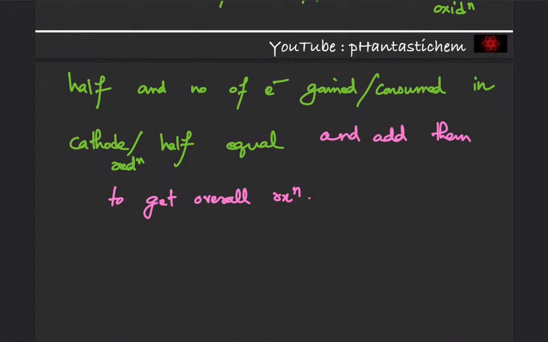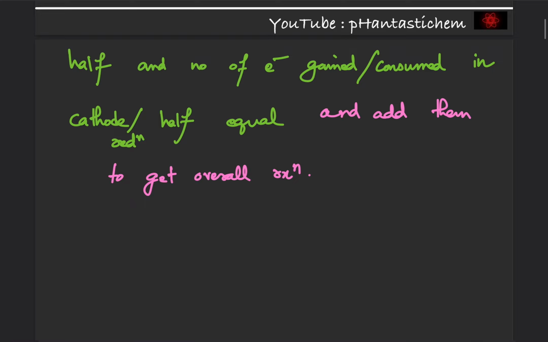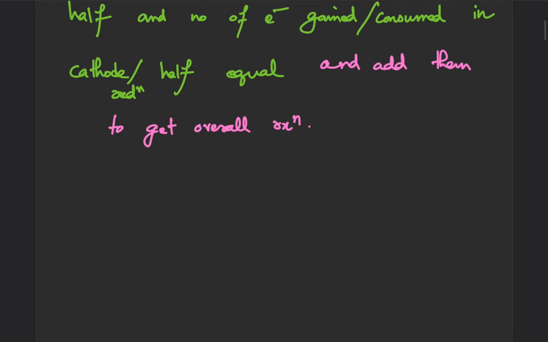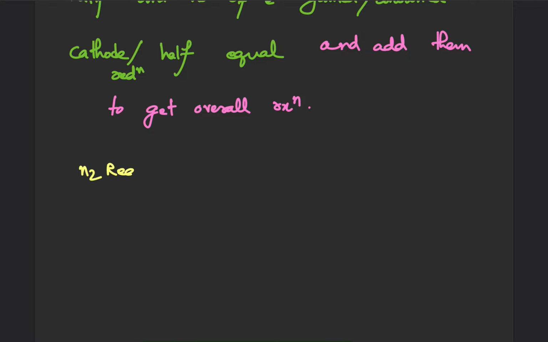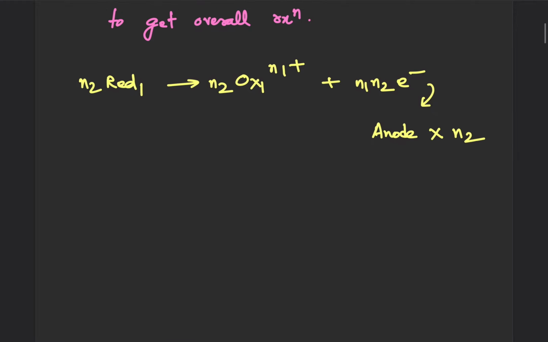So as their values are equal, the number of electrons lost or produced in the anode is equal to the number of electrons gained or consumed in the cathode. To do so, we multiply the anode reaction by n2 and the cathode reaction by n1. Therefore they become: this is my anode reaction into n2.